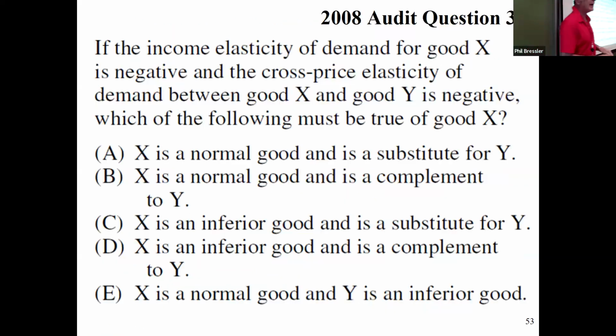Okay, quick minute. Give you a minute to look at this. See what we got. If the income elasticity of demand for good X is negative, and the cross price elasticity for demand for good X, it could, oh my freaking Lord. All right, here we go. One minute.